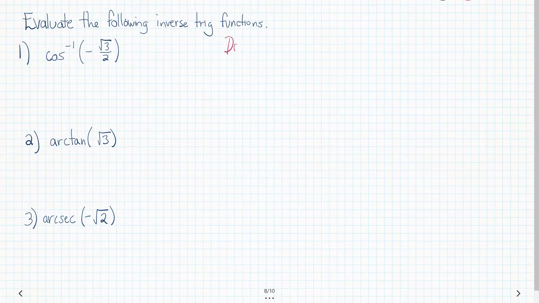So what we do in terms of the fix is we restrict our domain. So the domain of this arc cosine is what it's called, is, whoops, not the domain, I'm sorry. The domain is actually -1 to 1. The range of arc cosine is 0 to pi.